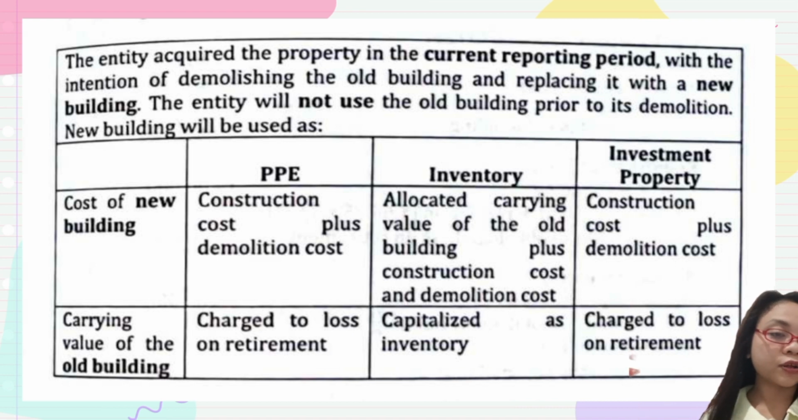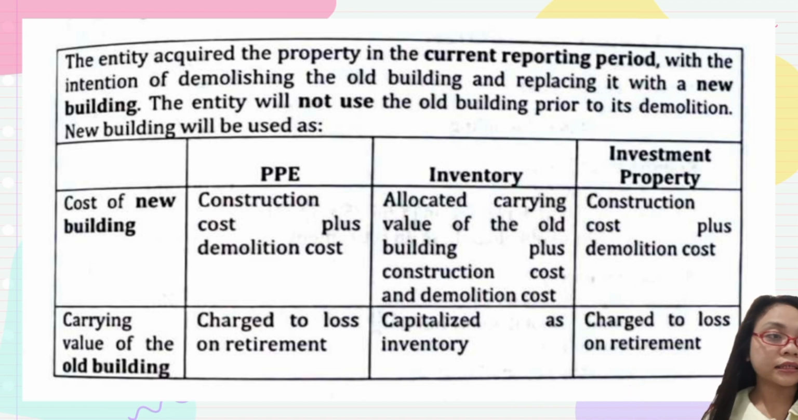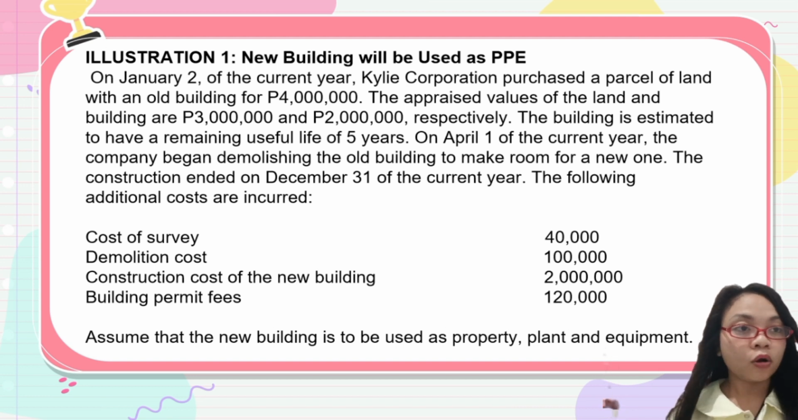So, the treatment of the carrying value of the old building and the cost of the new building for PPE is the same as for investment property. For illustration 1, the situation is when the new building will be used as property, plant, and equipment. On January 2 of the current year, Kylie Corporation purchased a parcel of land with an old building for 4 million pesos. The appraised values of the land and building are 3 million pesos and 2 million pesos respectively. The building is estimated to have a remaining useful life of 5 years. On April 1 of the current year, the company began demolishing the old building to make room for a new one. The construction ended on December 31 of the current year.